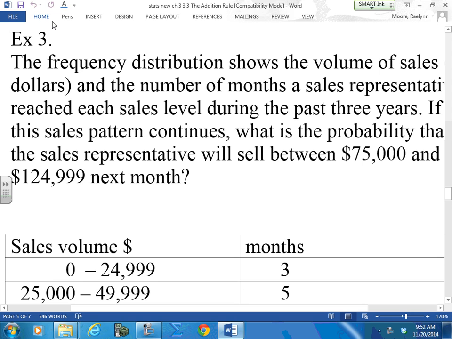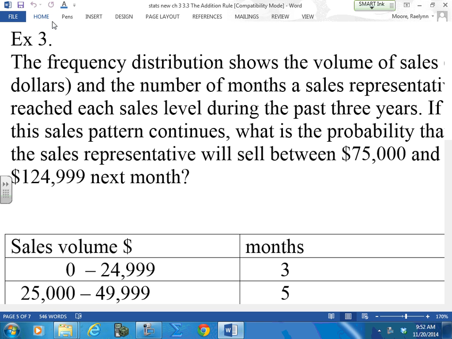Table 3 shows the frequency distribution: the volumes of sales in dollars, and the number of months a sales representative reached each sales level during the past 3 years. If this pattern continues, here's your forecasting, your predictions. What is the probability that the sales representative will sell between $75,000 and $124,999 next month?